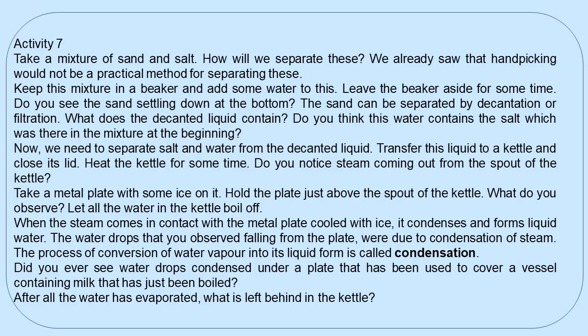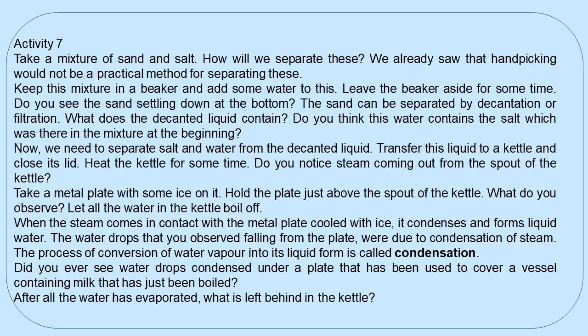Now we need to separate salt and water from the decanted liquid. Transfer this liquid to a kettle, close its lid, and heat the kettle for some time. Do you notice steam coming out from the spout of the kettle? That is the mouth of the kettle. Take a metal plate with some ice on it and hold the plate just above the spout of the kettle. You can remember the previous slide's picture, and you can also see your book. This experiment is already in your book.